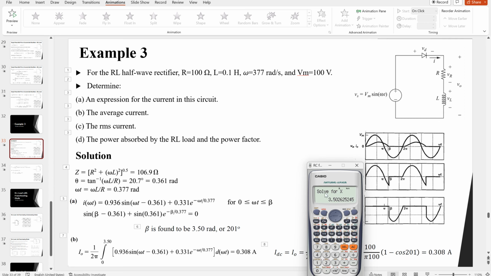So when it says solve for x, I will put a value very close to beta, which is of course pi, as you know that beta is greater than pi. So beta is greater than pi and very close to it. So I will type pi, which is 3.14. This is an estimation, an approximated value close to the correct solution. So I will click on equal.